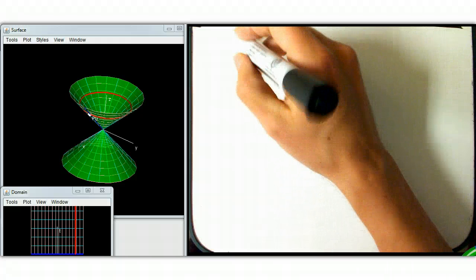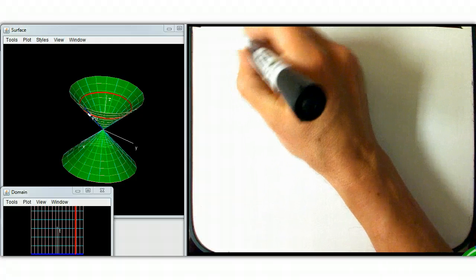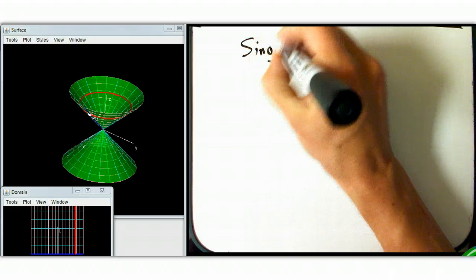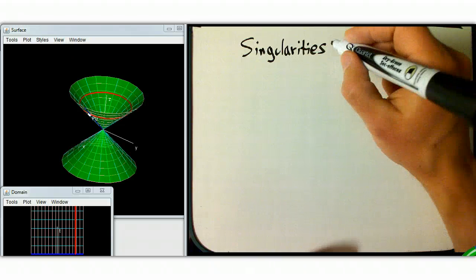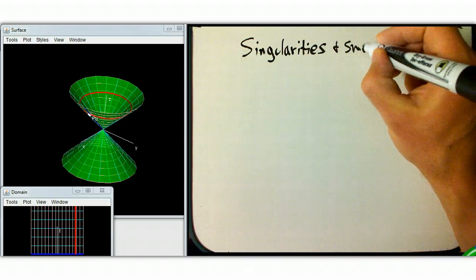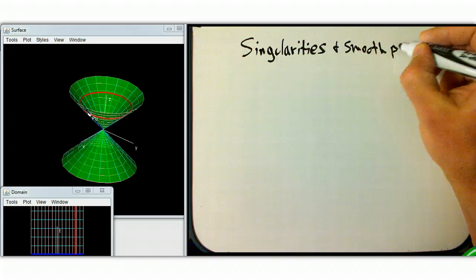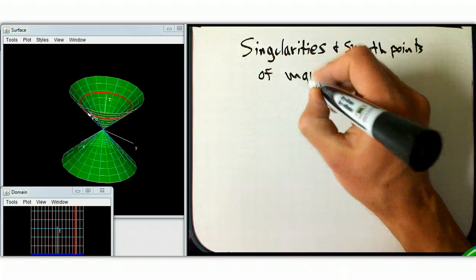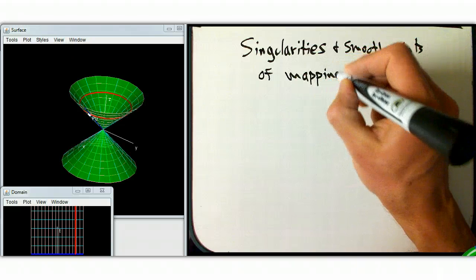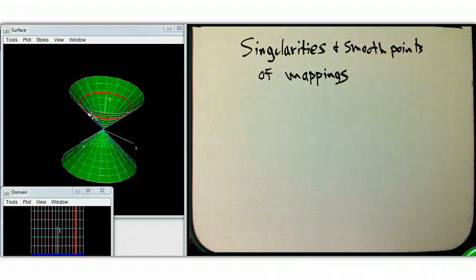Here's a little tour of singularities, so special, usually bad points, and smooth points of various mappings. And this is in R, R2, R3.